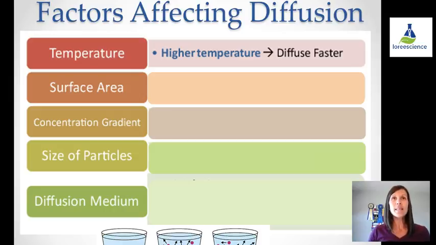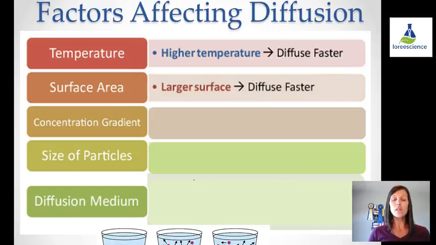Surface area. Think about the example of trying to diffuse, dissolve, or spread out a sugar cube versus a spoonful of granulated sugar. The more surface area there is, the faster something is going to diffuse or spread out, because the more surface area there is, the more interactions there can be with the substance it is trying to diffuse or spread out through.